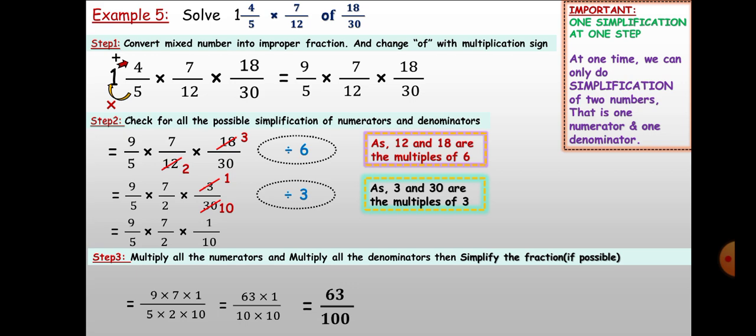So we have to multiply the numerators with numerators, denominators with denominators, and then simplify the fractions if that is possible. So 9 multiplied by 7 multiplied by 1 over 5 multiplied by 2 multiplied by 10 equals 63 over 100, and there's no simplification. And it is a proper fraction, so no conversion to a mixed number.